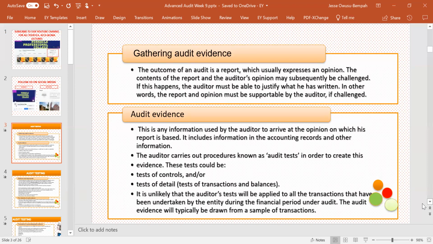And so that's why there are terms used such as reasonable assurance. The auditor provides reasonable assurance because the auditor does not give absolute assurance. He cannot give absolute assurance because they do not test every single transaction. That's very, very important to understand.